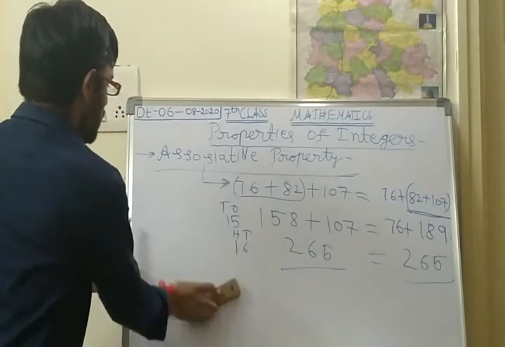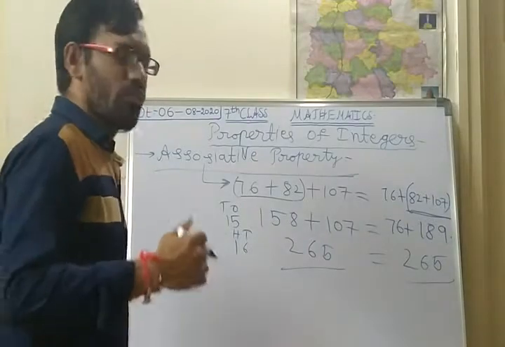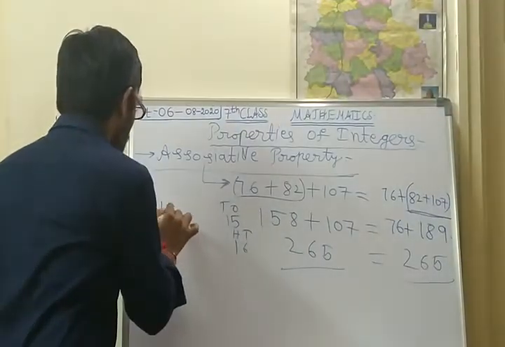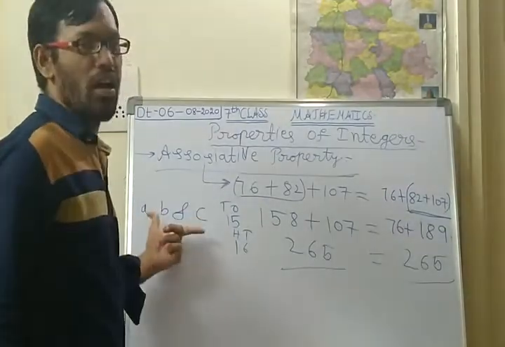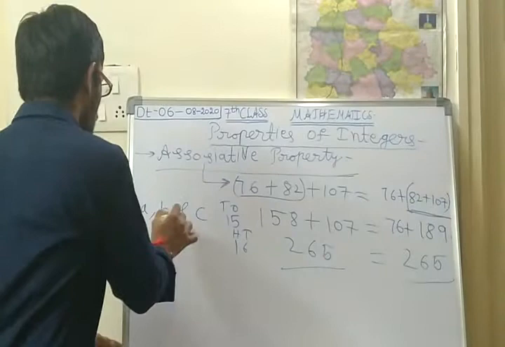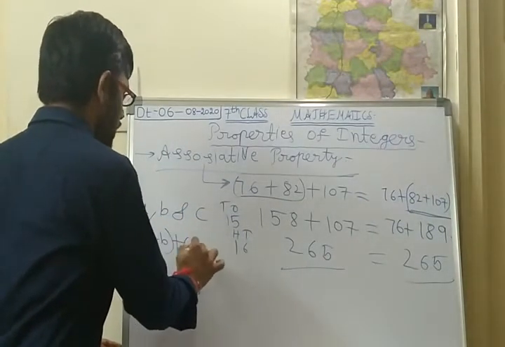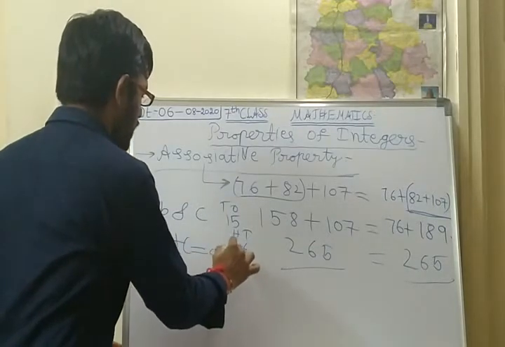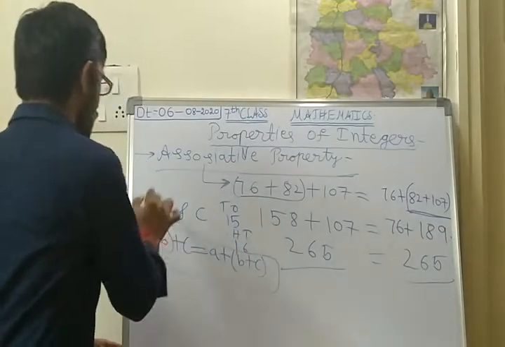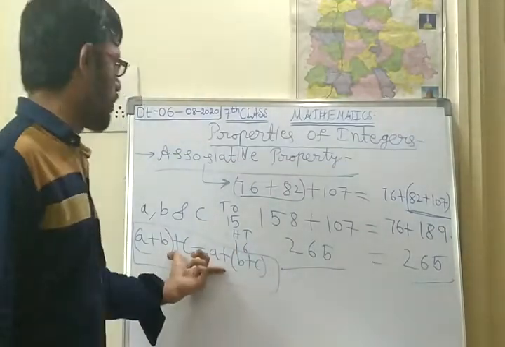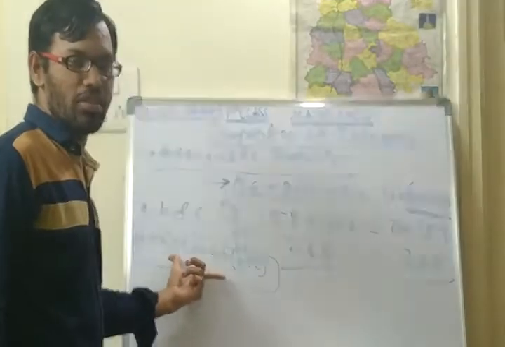So finally, in general, if A, comma, B and C are any three integers, so here A plus B plus C is equal to A plus of B plus C. Okay, this is one of the statements of this associative property. Okay, I hope you are understanding this concept very easily.